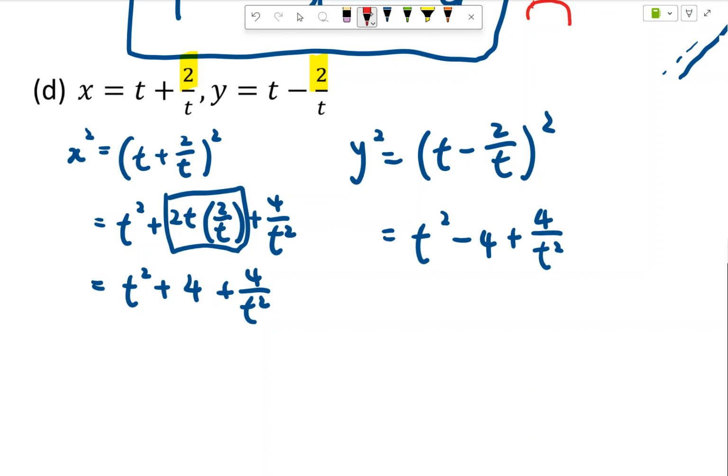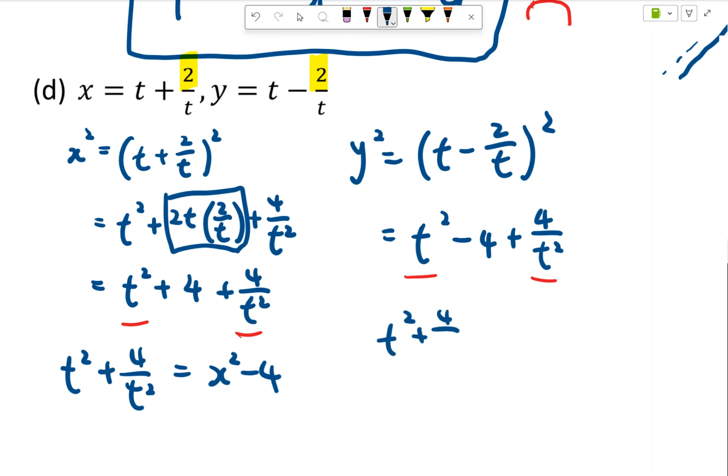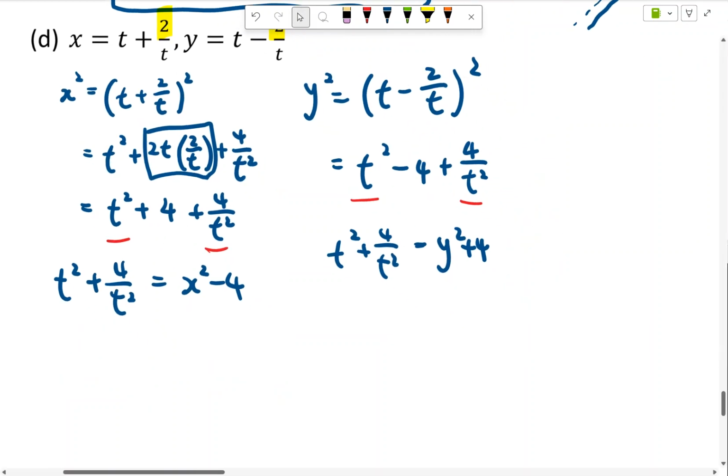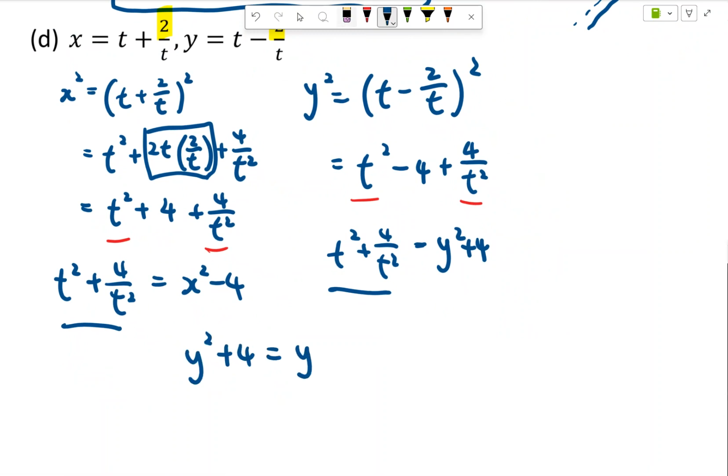Okay, you will realize over here, t squared plus 4 over t squared, they are exactly the same. And because this is a constant, right? So we can say that, oh, t squared plus 4 over t squared, I'm going to bring the 4 to the other side, is equals to x squared minus 4. Same thing for here, t squared plus 4 over t squared, bring the -4 to the other side, is equals to y squared plus 4. So these two, they are going to be exactly equal, because this and this, they're exactly the same. So what can I say? I can say that y squared plus 4 is equals to x squared minus 4.